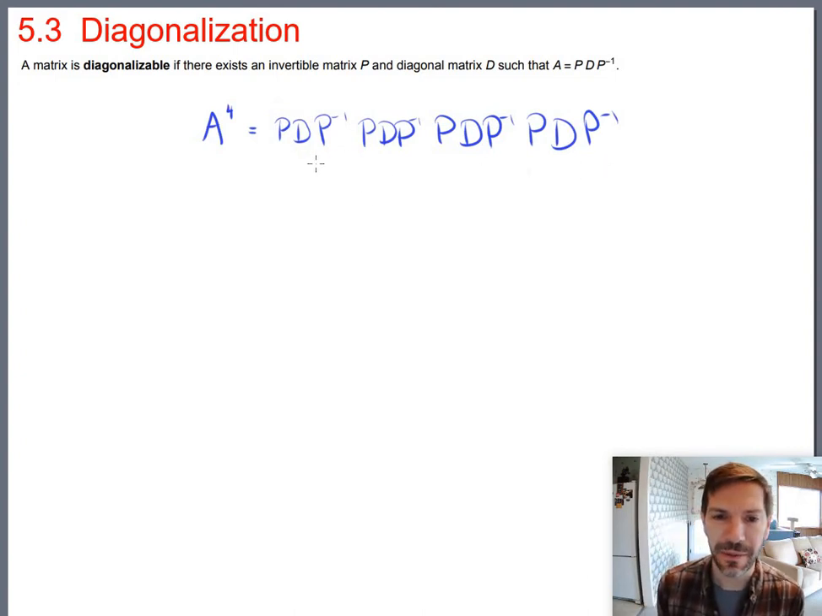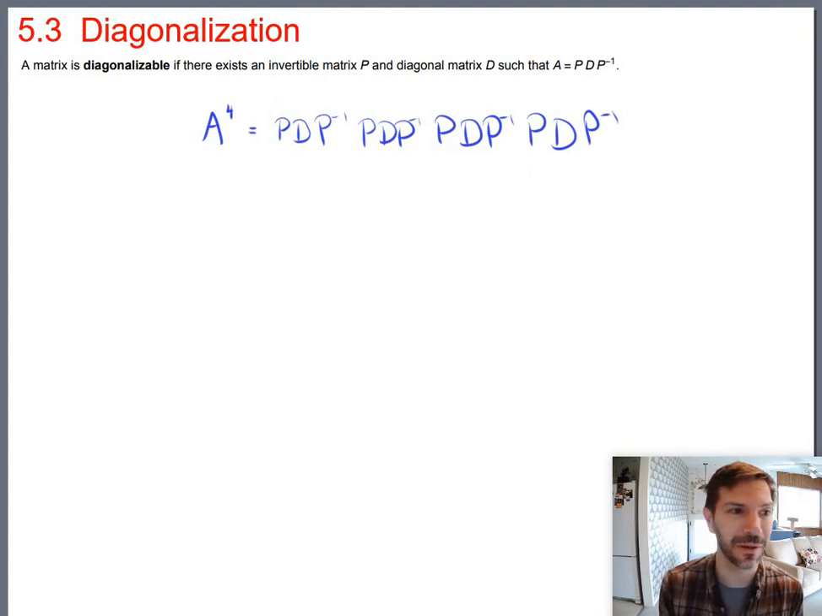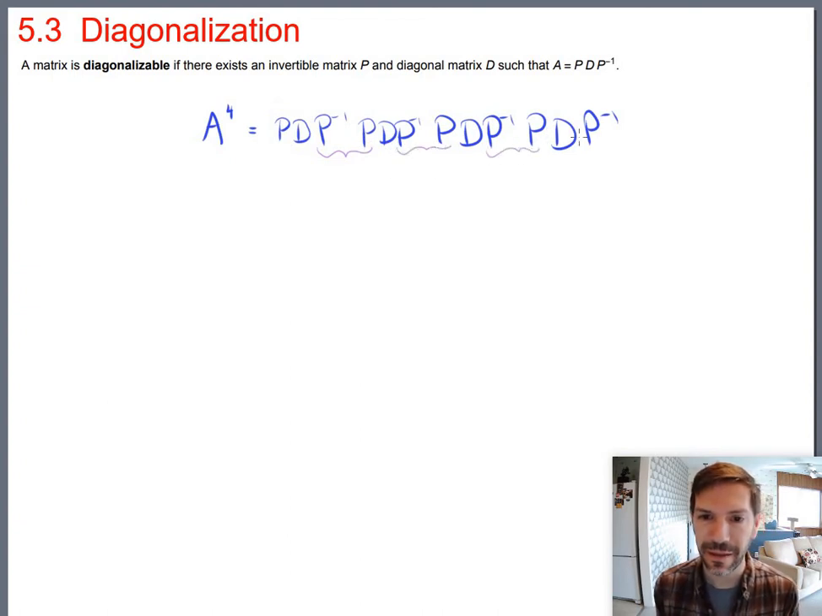And notice what happens here. Matrix multiplication is not commutative. I cannot rearrange these P's and D's and P inverses, but it is associative. I can choose which ones to do first. So I could certainly choose to do that set first, and that set, and that set. P inverse times P is the identity, and the identity times D is just D.